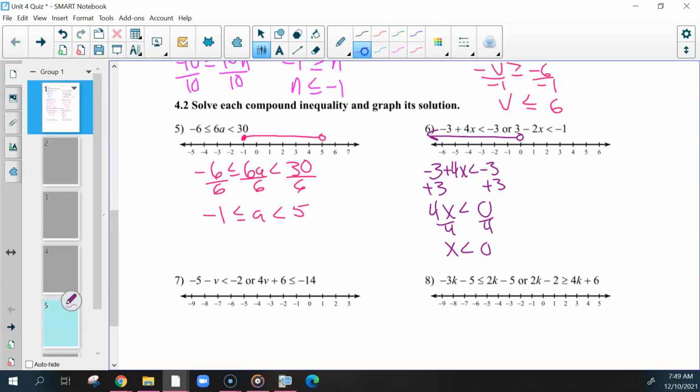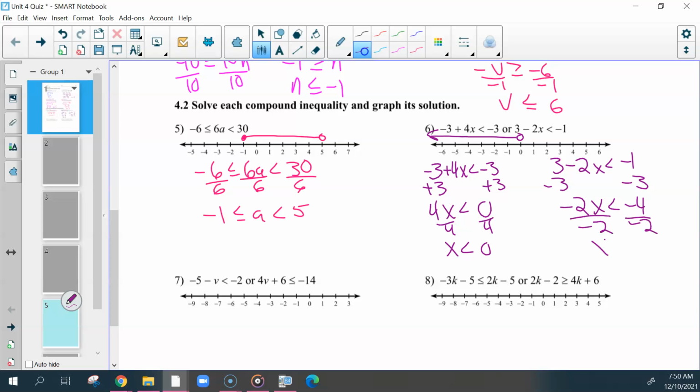And then the other one, 3 minus 2x is less than negative 1. We would subtract 3 to the other side to get negative 4. Divide everything by negative 2. The sign changes and this becomes a positive 2. So this would be x is greater than 2, so an open circle at 2 to the right.